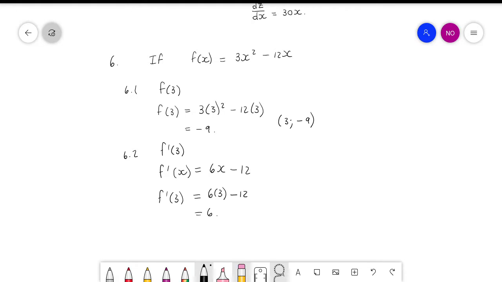Is equal to 6. Graphically, what does this mean? This one is a difficult question. I wouldn't be mad if you guys don't know this. Remember, what did we say about the first derivative?